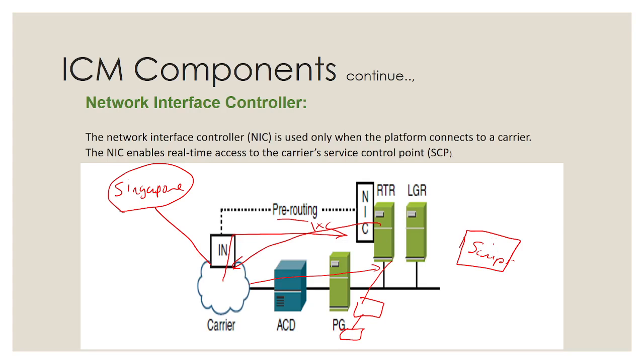So by applying the logic, it came to know the agents are available in Singapore at this particular time. That information it passes to the carrier, maybe in the form of a label, like the agent label. Then looking at the label, it comes to know it has to route the call to Singapore. So similarly, the call will be routed to Singapore. So that is about the pre-route and post-route.